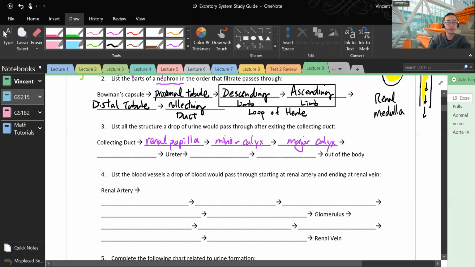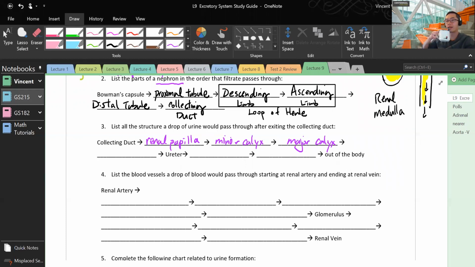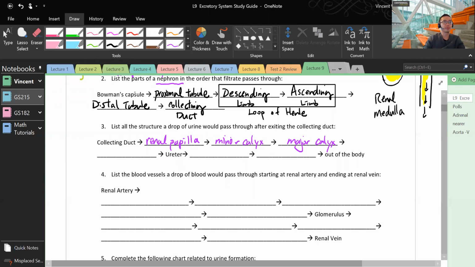Okay. Then where does it go? Anybody remember? Looking at a diagram, where do we go after the major calyx? Anyone? Where do we go after the major calyx? What does your diagram say?